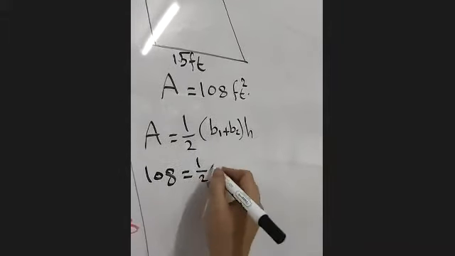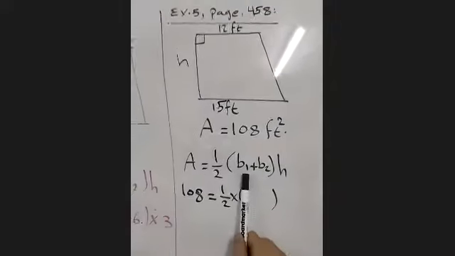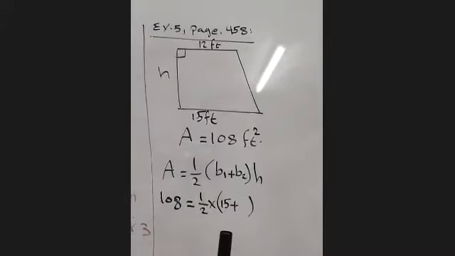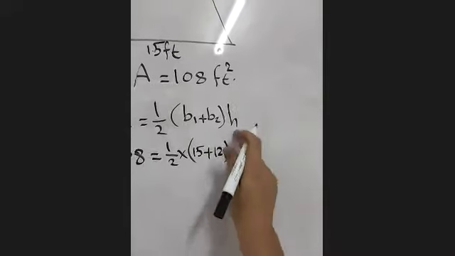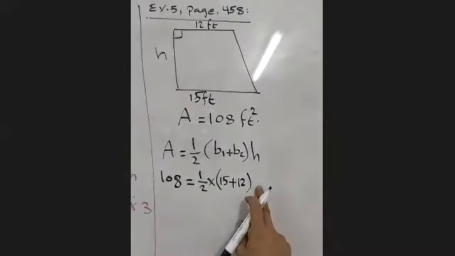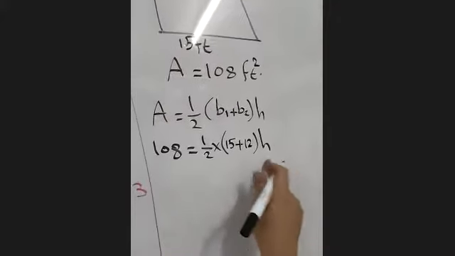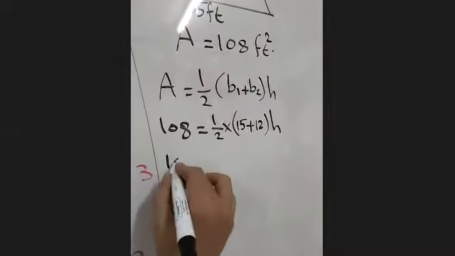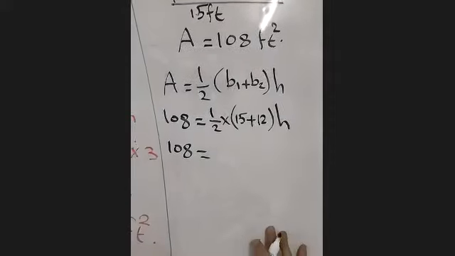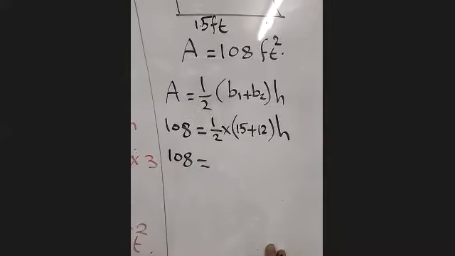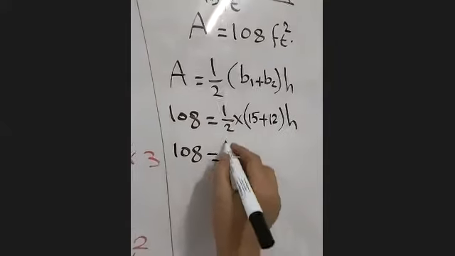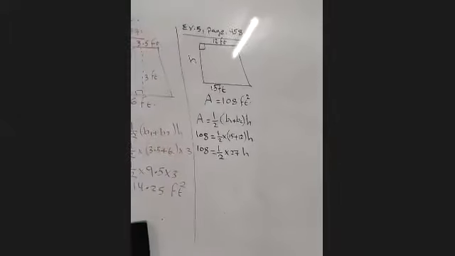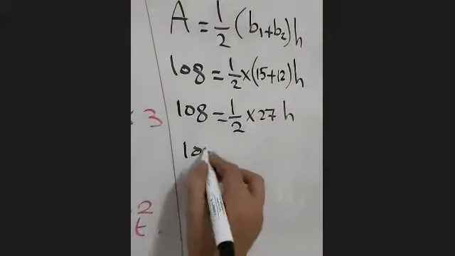The half comes down, then multiply. Base 1, is it given? Yes, 15. Base 2, is it given? Yes, 12. The H, is it given? No, so H comes as H. H is the missing dimension, the height. We need to find it. Next, I need to simplify this one, Jad. 108 equals half multiply 15 plus 12, which is 27, multiply H, right? Good. Now, I need to simplify more. What will I do?